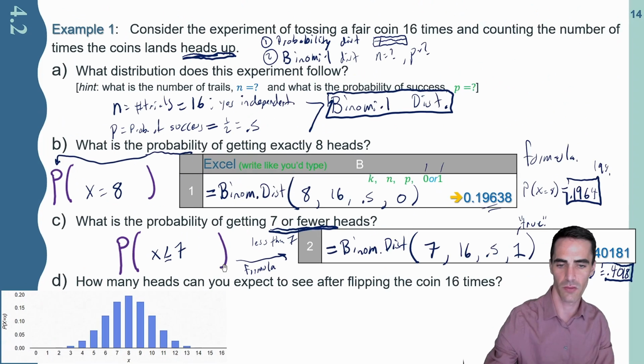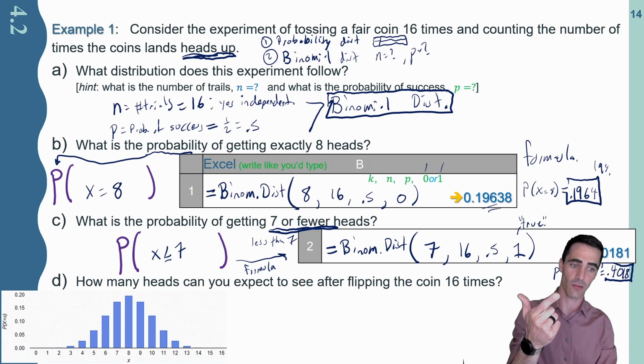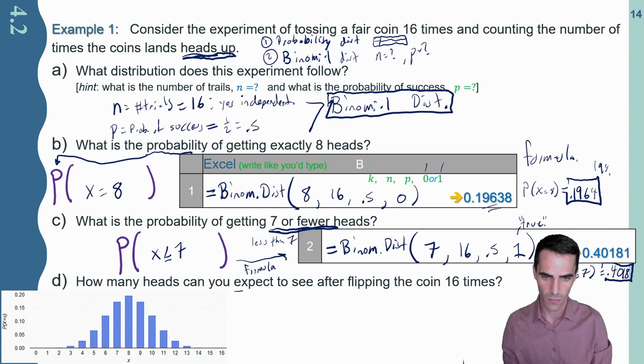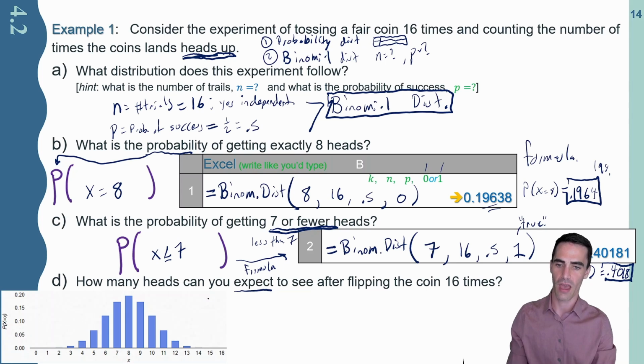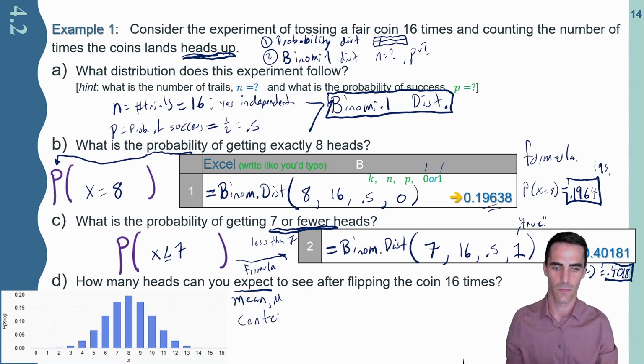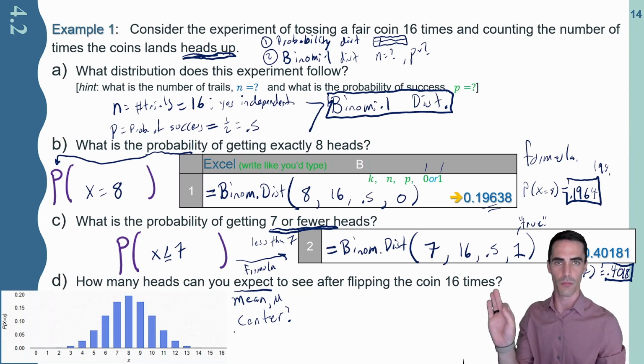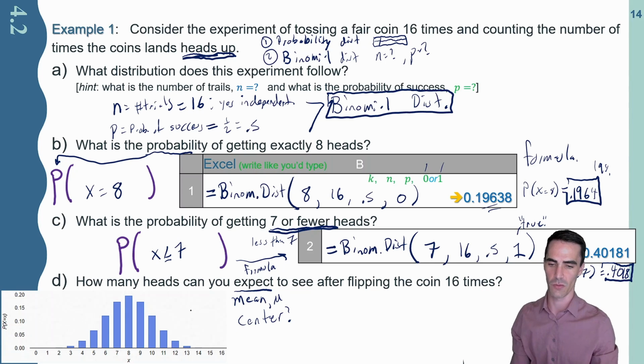And so a question we can ask from the graph, much like we talked about mean and standard deviation, well, the mean, also referred to as the expected value. How many heads can you expect, that's just the mean, to see after flipping the coin 16 times? This is like asking you, where is the center? Sometimes this is clear. This graph is beautiful. In fact, it's symmetric is the word that we would use.